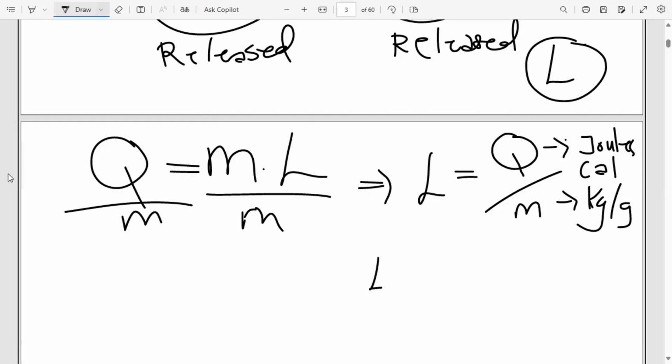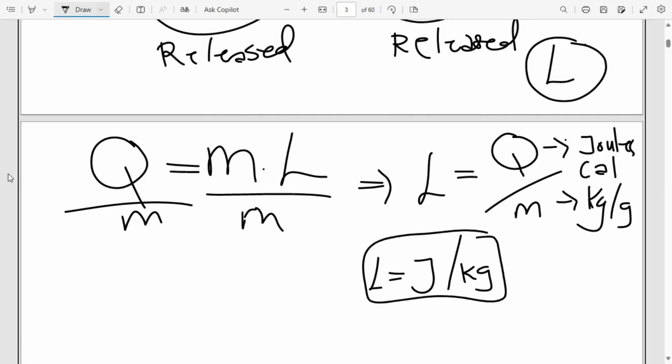But I can say the SI units for latent heat are joules per kilogram. These are the SI units for your latent heat, but you can also use calories per gram. It depends on the units that you've been given.